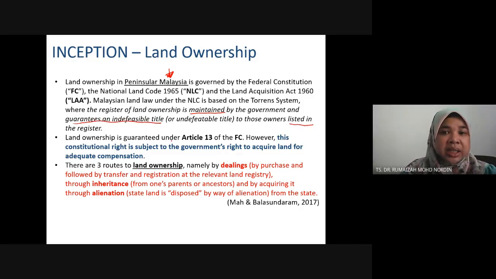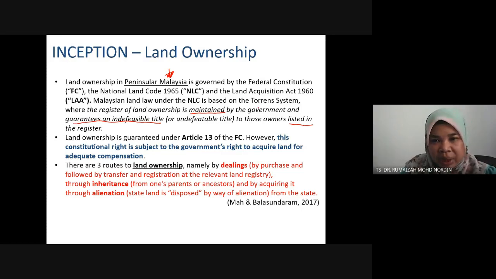guarantees an indefeasible title to those owners listed in the register, which means that supposedly, in our practice, if your name is in the title, no one can simply change that unless there is a transaction of purchasing or giving, or changing the title, which needs the owner's agreement. The ownership is maintained by the government and guarantees indefeasible title to the owners listed in the register.